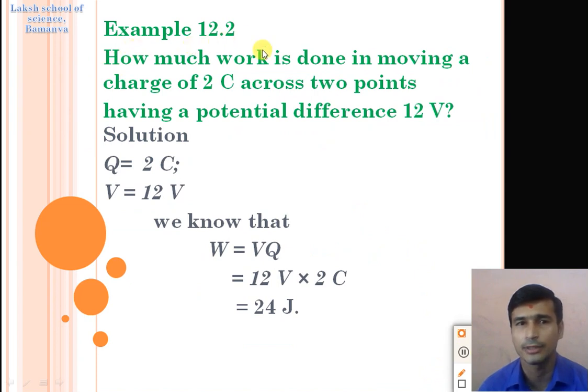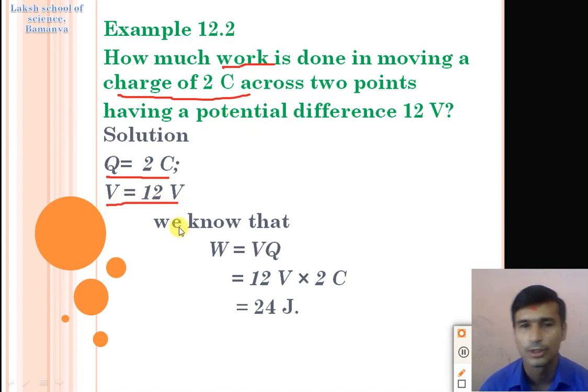Example number 12.2. How much work is done in moving a charge of 2 coulomb across 2 points having a potential difference of 12 volt? So, dear students, here we want to find the work done for moving a charge of 2 coulomb. The given data: the electric charge Q is 2 coulomb and the potential difference V is equal to 12 volts.